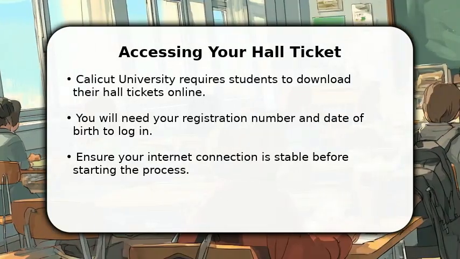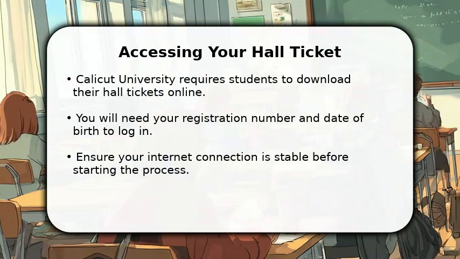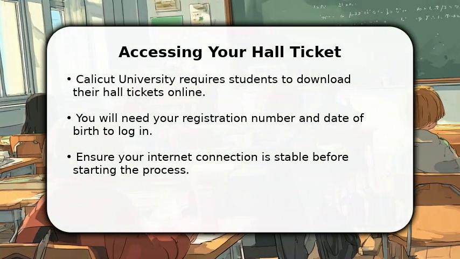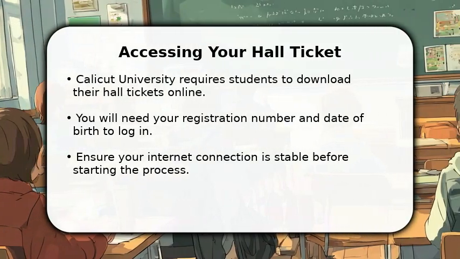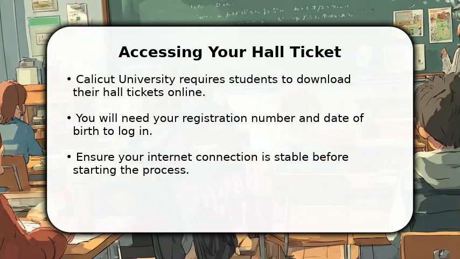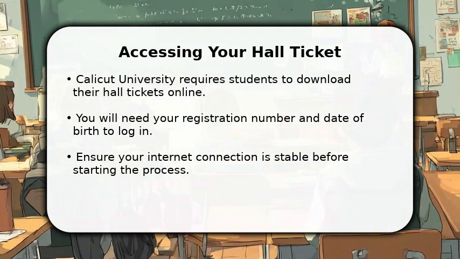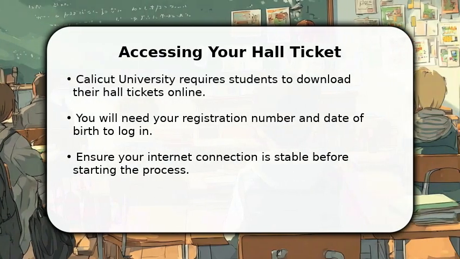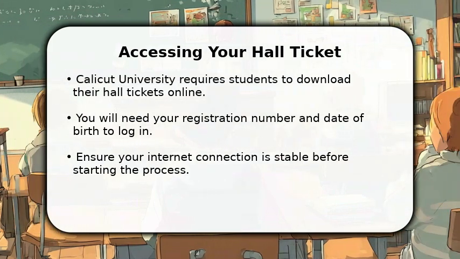In this video, I will explain how to get Calicut University Hall ticket. First, you need to understand that all Calicut University Hall tickets are accessed digitally. It is essential to have your unique registration number and your correct date of birth ready, as these are your login credentials. A stable internet connection is also crucial to avoid any interruptions during the download process, ensuring a smooth experience from start to finish.